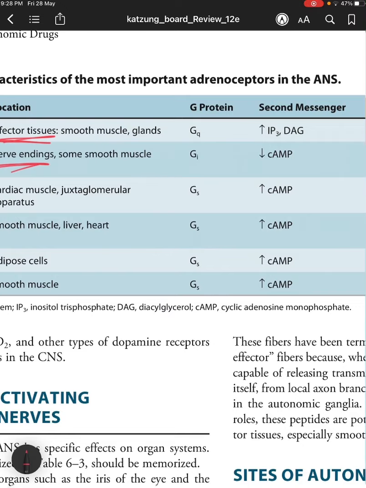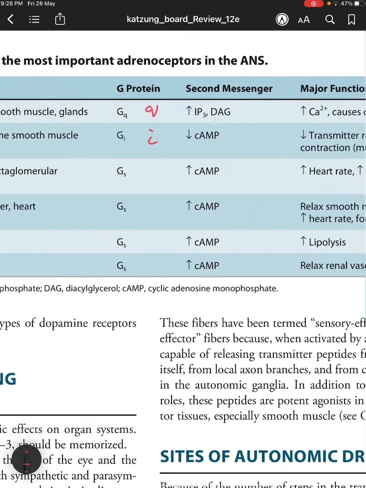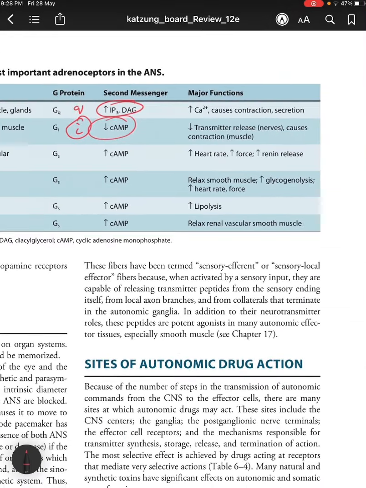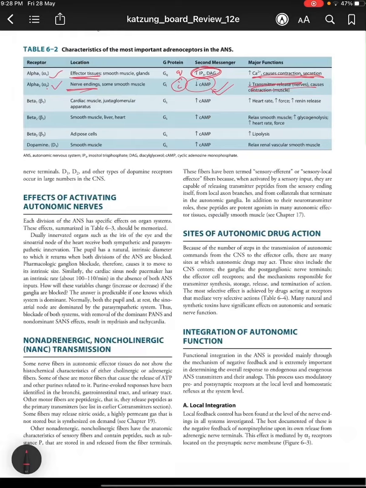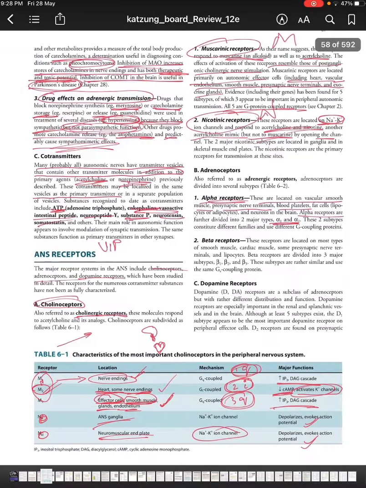Again, QIQ always stands true, so QI in this case. Q: increase in IP3 and DAG; I: decrease in cyclic AMP. So what are the major functions? It causes contraction and secretion because IP3 and DAG are associated with calcium. The decrease in cAMP decreases neurotransmitter release, and it causes contraction of the muscle.